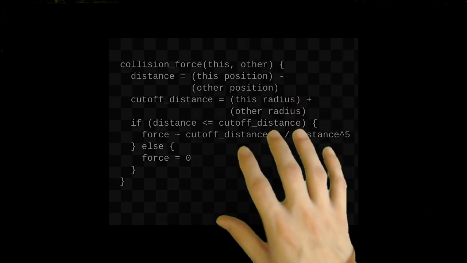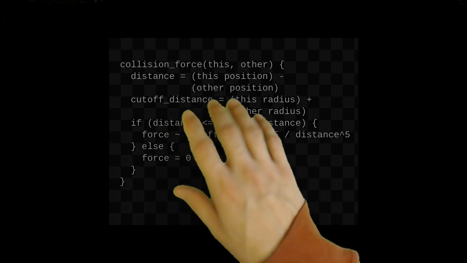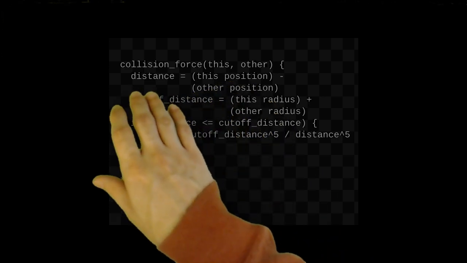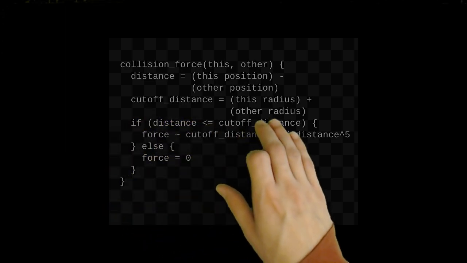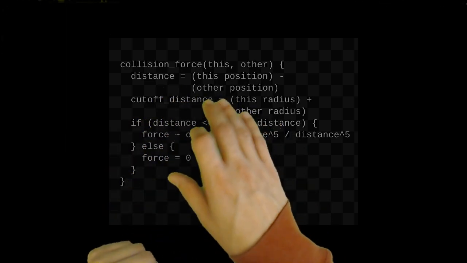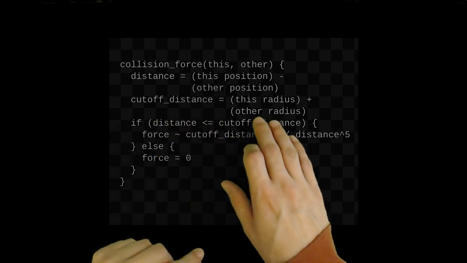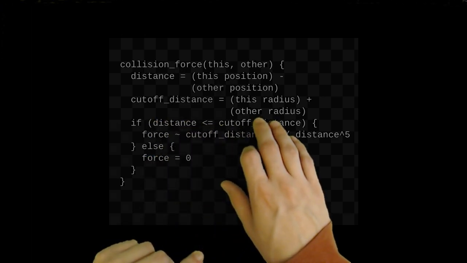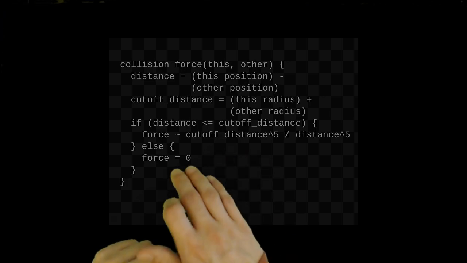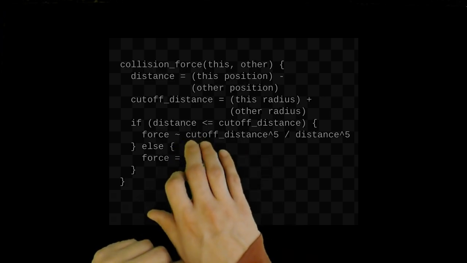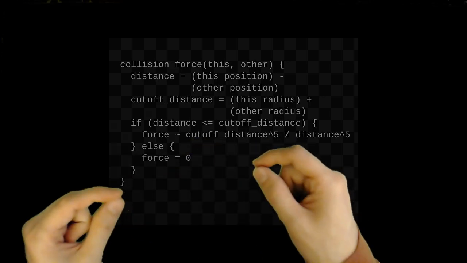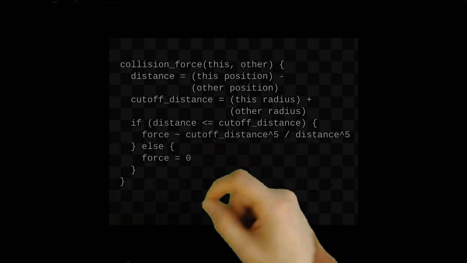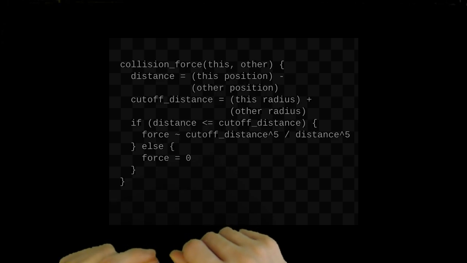The gist of this thing is that you calculate the distance between the object centers and the maximum distance that the centers can be at before they're touching. If they're farther than that, the force is 0, and if they're closer than that, they feel a force. As the objects get closer together, the force they feel gets larger in magnitude.